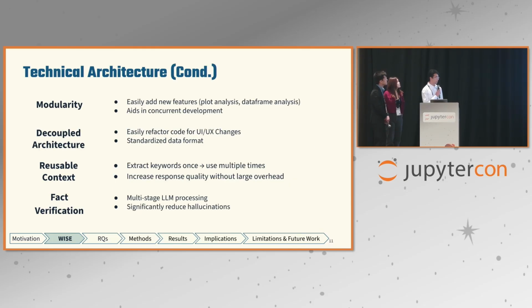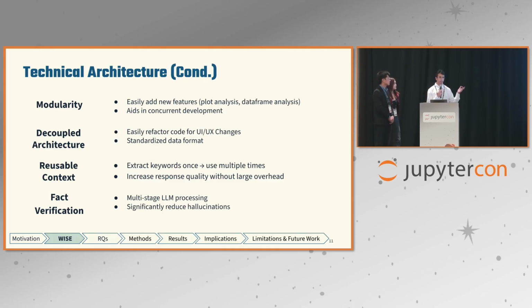So now, a few advantages of this architecture that we chose. One was modularity. As you know, we had three different features: keyword extraction, data frames, and plot analysis. And we made it in such a way that you can easily add new features and remove features that you don't want. Alongside this, we also have the decoupled front-end and back-end architecture. This allows for easy development, and it also forces a standardized data format for communication, which helps make the code cleaner.